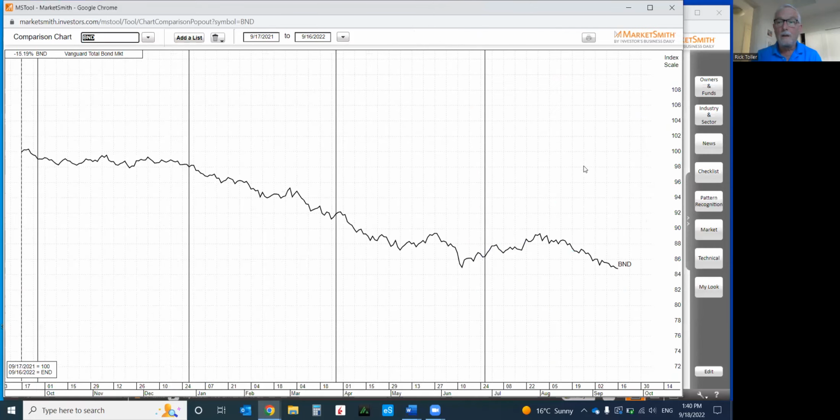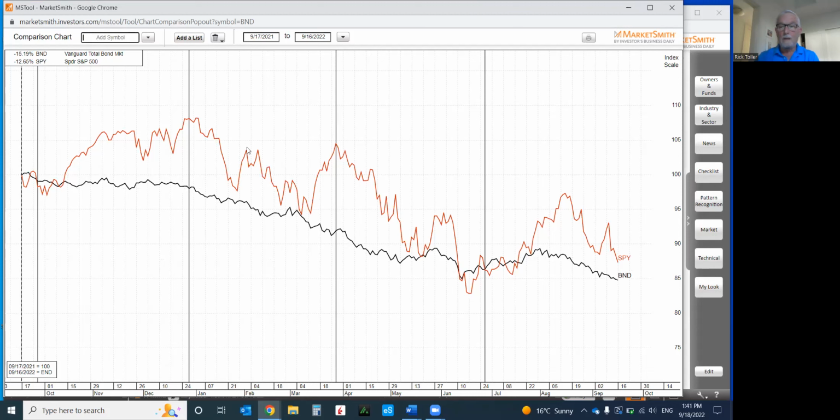So again, this chart goes back a year. So it goes back to September 17th, 2021, starts at 100. And today's value is 84, 85-ish. There's an index scale here, and it basically is used as a comparative chart to see how your one or two or three instruments or stocks or indexes or whatever compare to each other. So here's the performance of bonds in the past 12 months. That's not pretty, but let's compare it to the Standard & Poor's 500. So the equity, if you had an equity component, it's not pretty either.